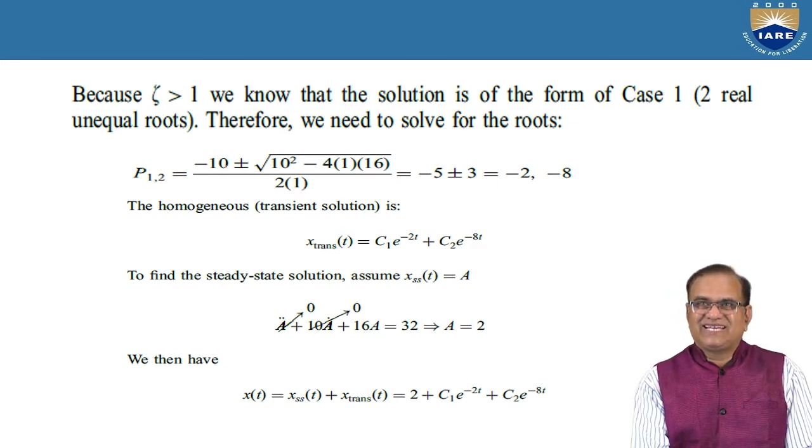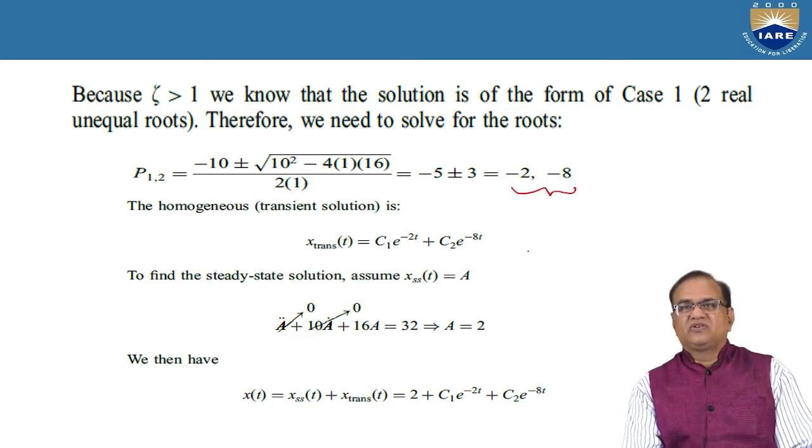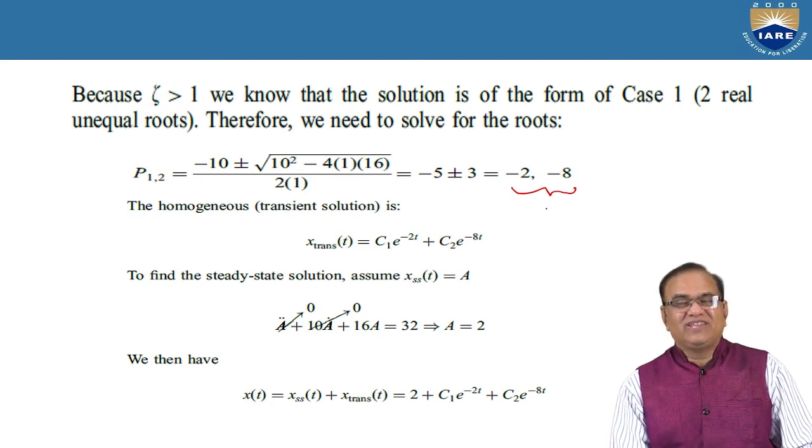Okay, so here minus 10 plus minus under root 10 square minus 4 into 16. So we got minus 5 plus minus 3, which is equal to minus 2 and minus 8. We got these two roots. Both roots are negative, and we want the negative ones only.